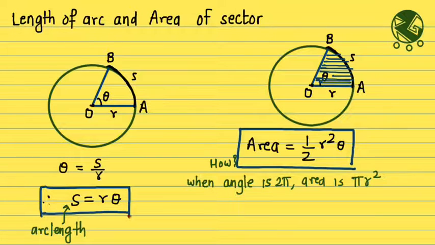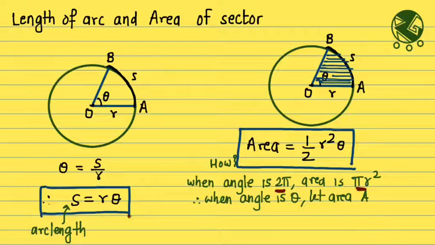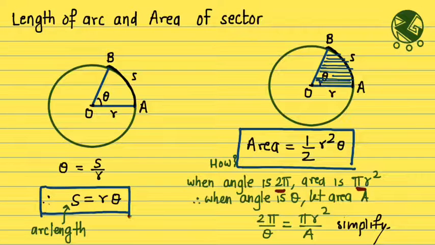So for area also, let's try to derive how this formula comes. Now when angle is 2 pi, if instead of theta we take the angle 2 pi, then we are talking about the complete circle, and the area would have been pi r square. So now if angle is theta, then what is the area? Let's say that the area is A, then we use the proportionality. 2 pi by theta is equal to pi r square by A, and you get the formula for A to be half r square theta. Try to do it by yourself.